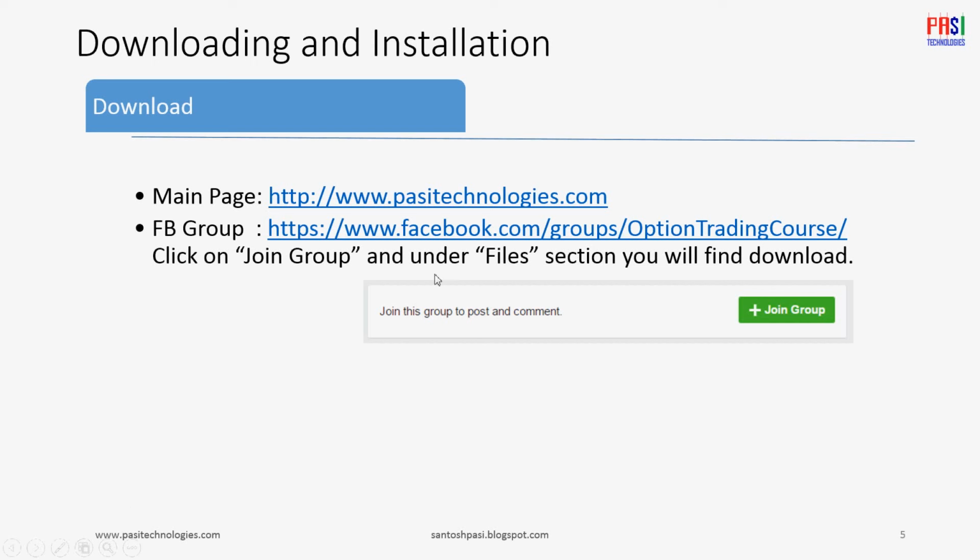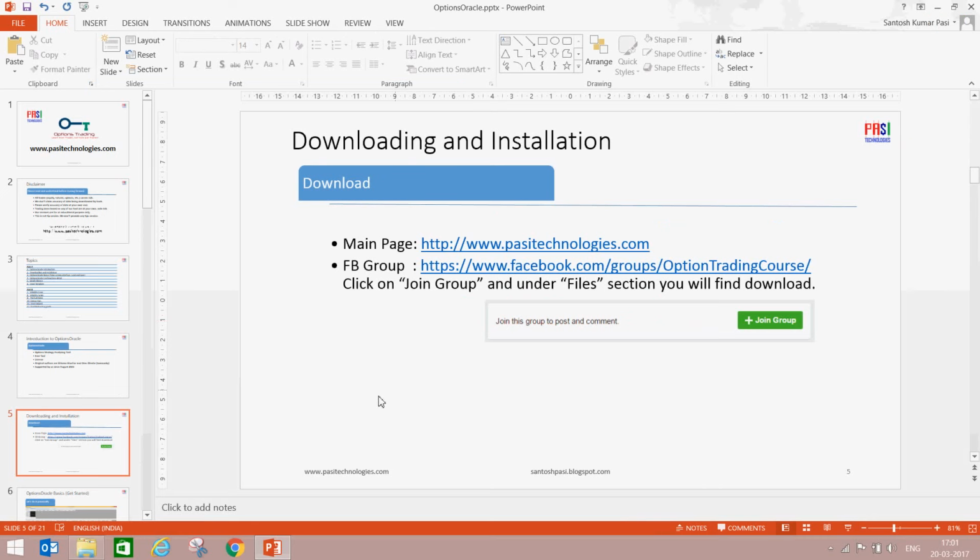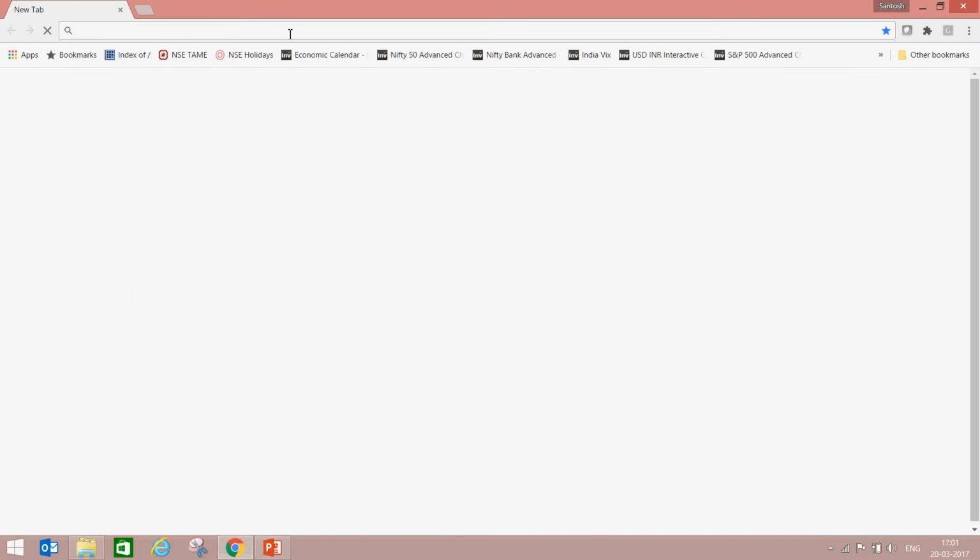Once you go to this second URL, the Facebook group URL, if you're not a member, you'll find a join group button there. You need to click on that button, and most of the time I approve the request within 5 minutes. In case I'm stuck, it may take longer. So let's go to the first main page and see where it's available. Let's go to pasitechnologies.com, and then we will see.